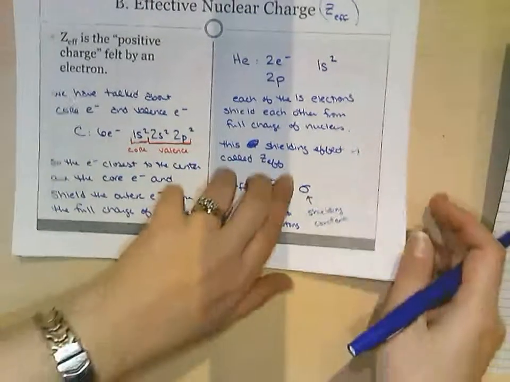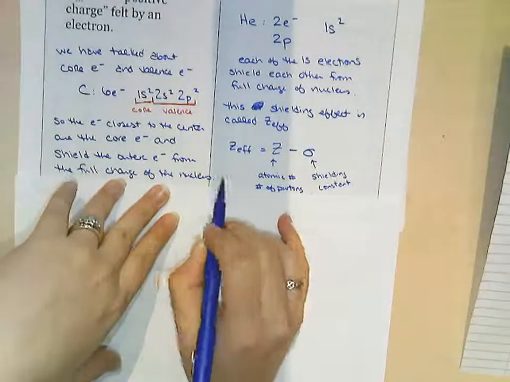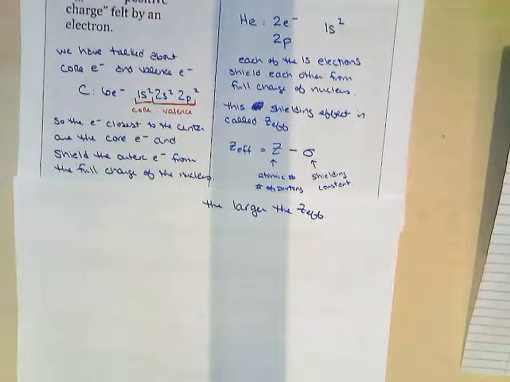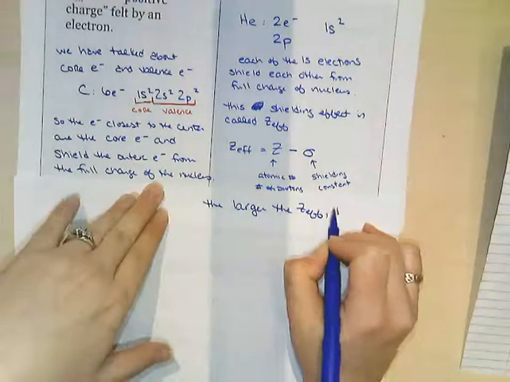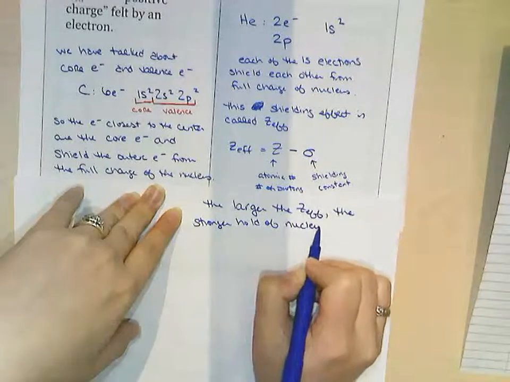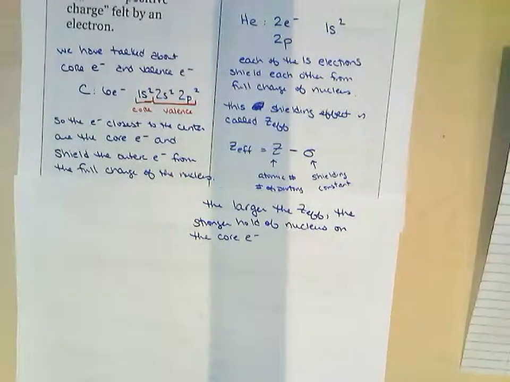I want to write one more sentence underneath here. The larger the value of this effective nuclear charge, the stronger the hold of the nucleus on the core electrons. If I have a larger positive charge on the center, those electrons that are closest to it are going to be pulled in more. Does that make a picture in your head? That is strong positive charge. The guys closest to it are going to be sucked in closer. So what would you imagine the radius of that would be? Small or large?